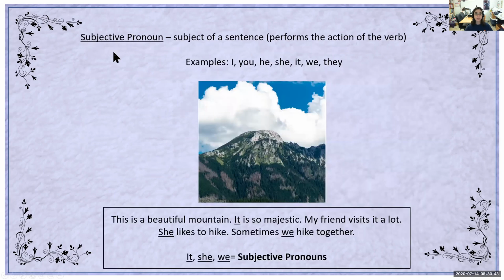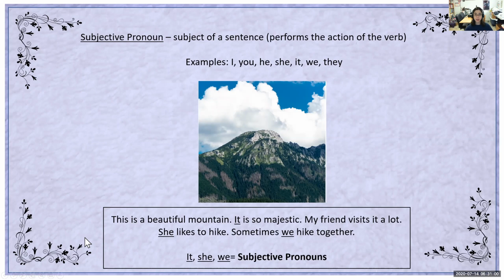Here's another example of a subjective pronoun. Again, the subject of a sentence. It performs the action of the verb. We could say, and in this case, it's also the state of being, we could say, this is a beautiful mountain. It, being the subjective pronoun, is so majestic.